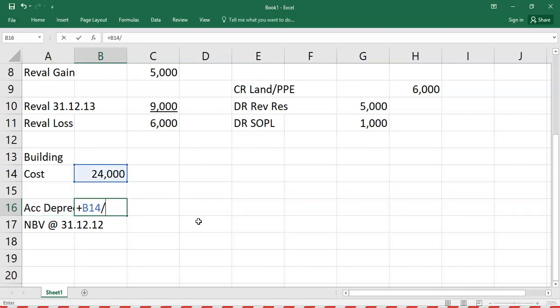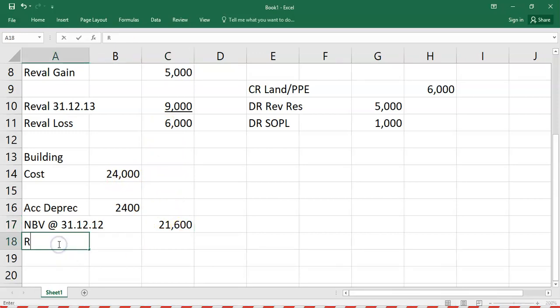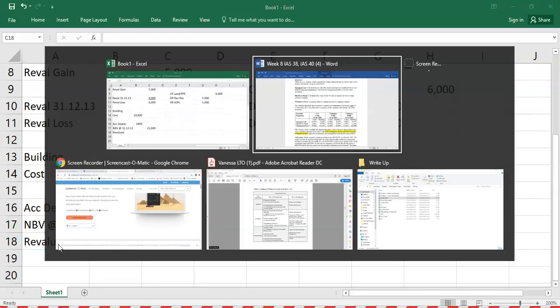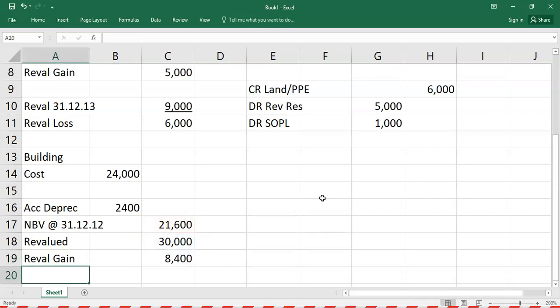You're told 50 years times 5, so 2,400. Your net book value then is one minus the other, which is 21,600 at last year's revaluation date. And it was revalued to 30,000 last year, which is a reval gain. And that reval gain is 8.4 million if you're doing it in full numbers.